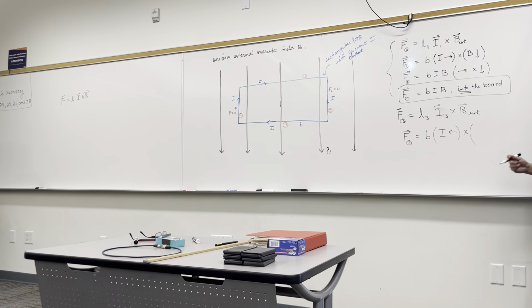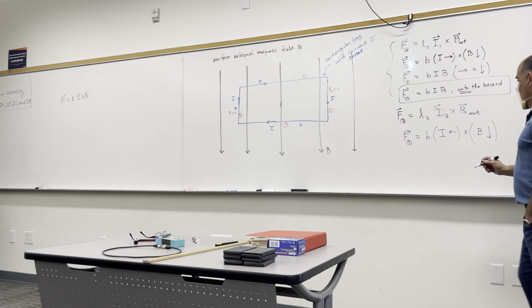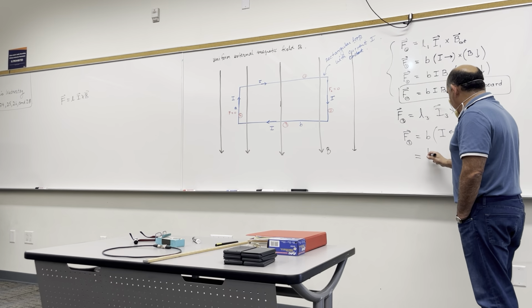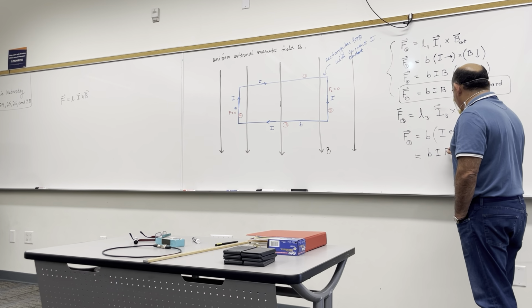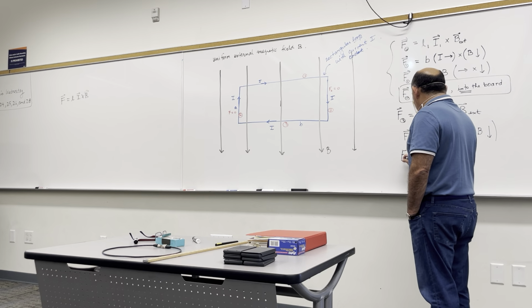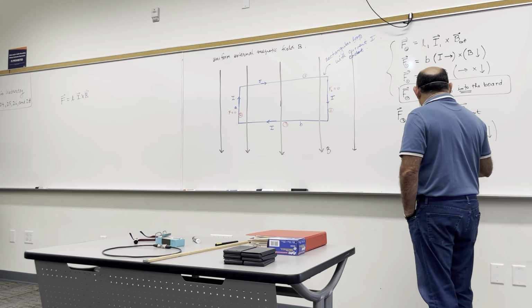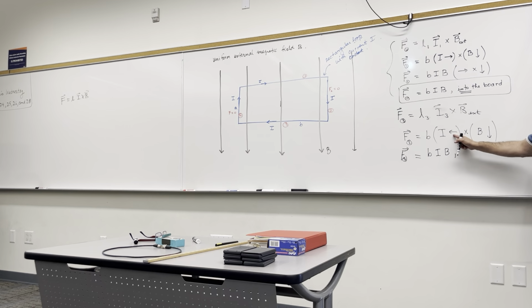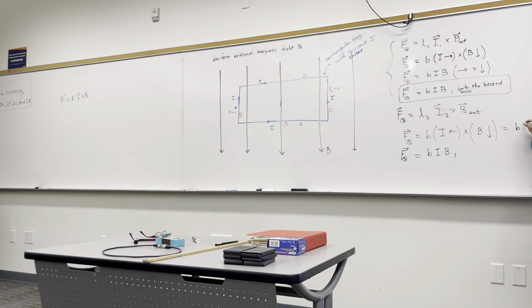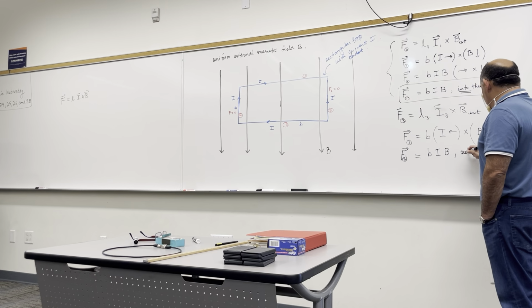Cross. And what is the magnetic field that segment number 3 is sitting in? B down, right? So this will be B, I, capital B. And in what direction is this? To the left cross down. Out of the board.